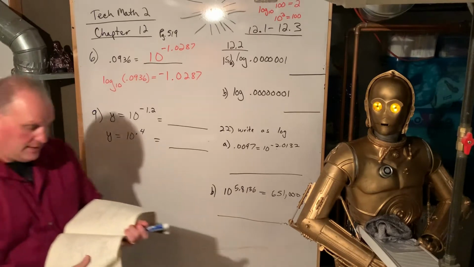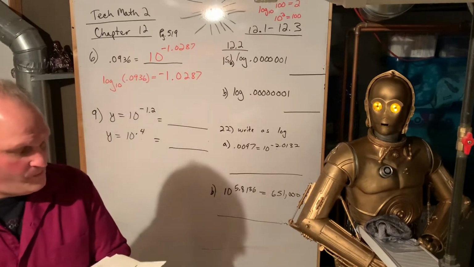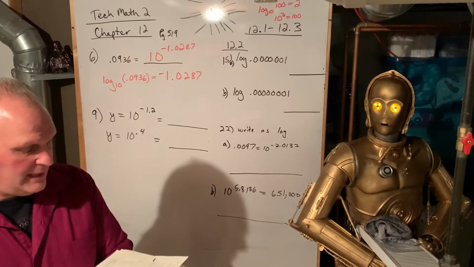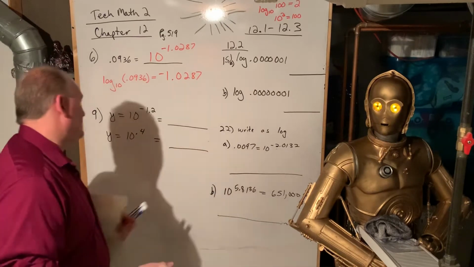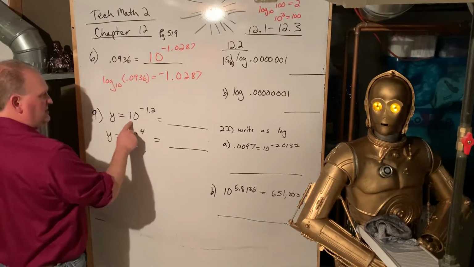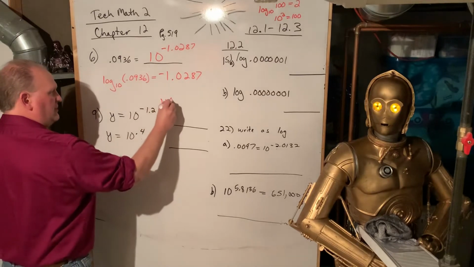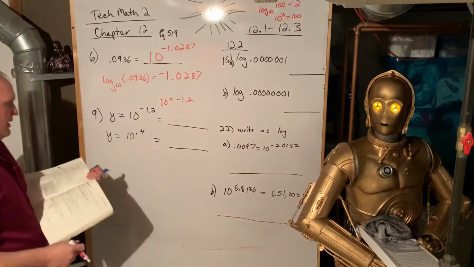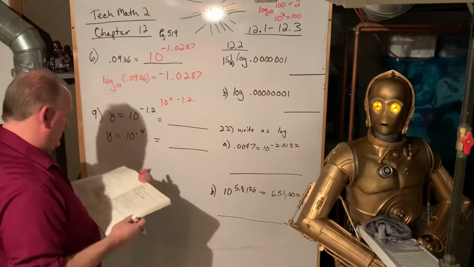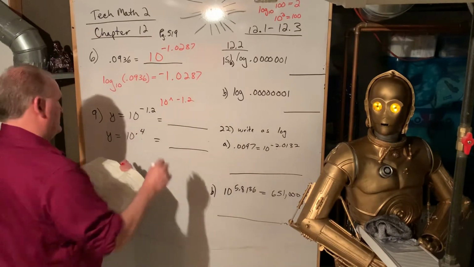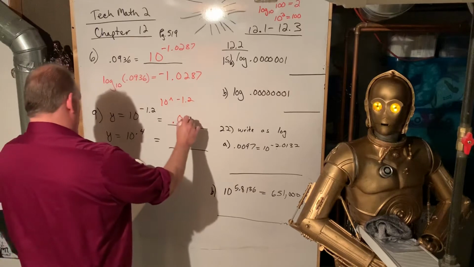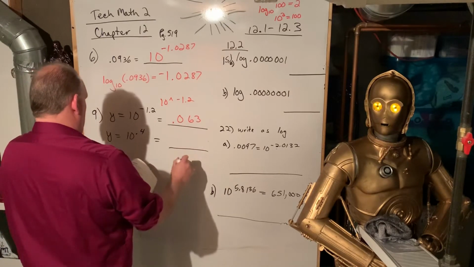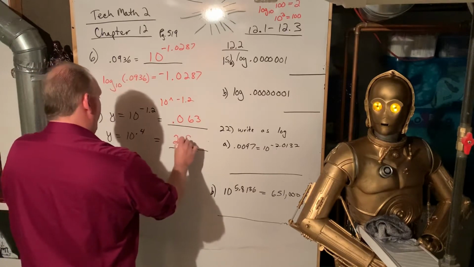Let's take a look at number 9. Number 9 is just plugging into your calculator 10 to that power. So this is just 10 to the power negative 1.2, and then hit enter. And 10 to the 0.4, and then hit enter. Hopefully this is pretty easy stuff. That gives 0.063 and 2.51.